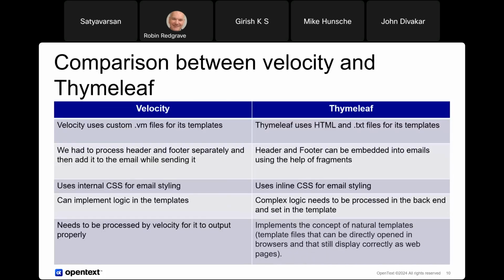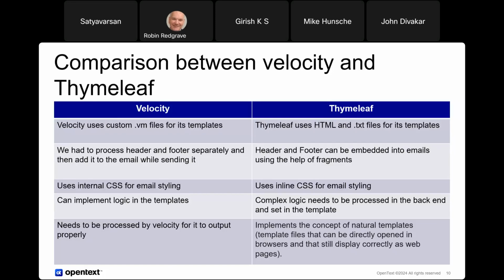So first, let me give you a comparison between Velocity and Thymeleaf. Before, Velocity used this custom Velocity type, the .vm file, for the email templates, but in Thymeleaf, we can use native HTML and .txt files for the templates. Email is sent in two formats, the HTML format and the plain text format. With Velocity, we could do it in the same file itself. Thymeleaf will not be able to do that, because what we do is use an HTML file and embed Thymeleaf elements in it.